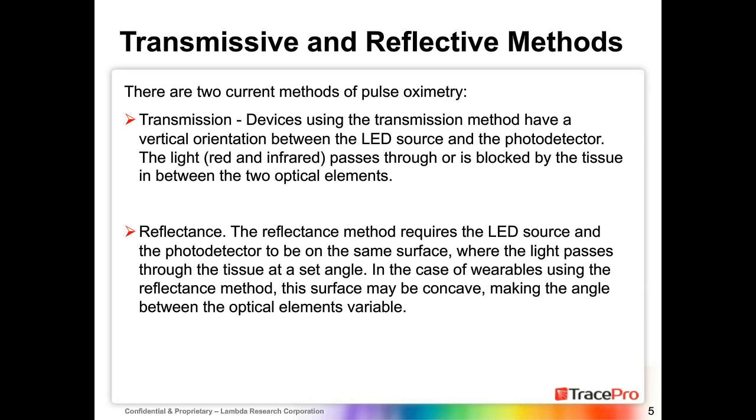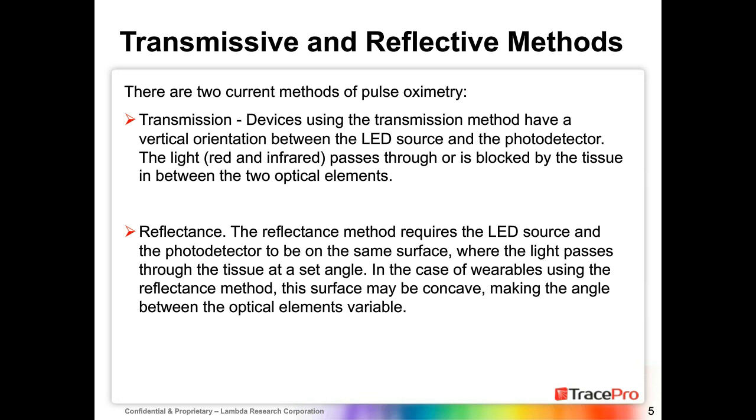So now that I've talked about the two different methods, transmissive and reflective, let's talk a little bit about those two methods. In the transmission method, pretty much what happens is you have an LED source on one side of most likely the finger, and on the other side you have a photodiode or photodetector that's going to measure the throughput through that particular finger or some type of tissue. What happens here is we use two different types of LEDs, one in the red visible and one in the infrared.